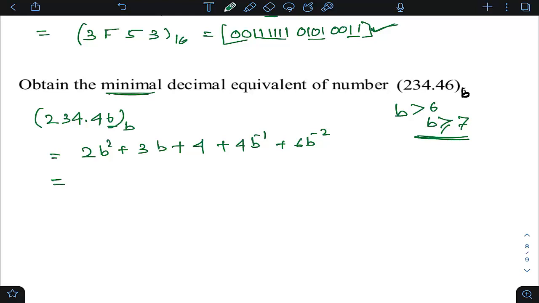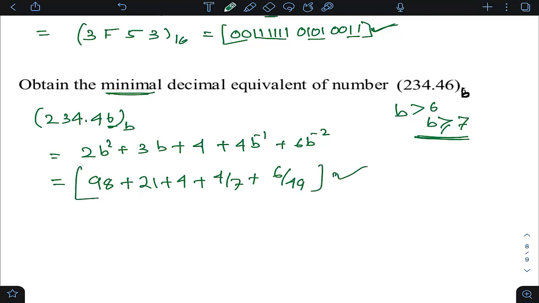So you can substitute 7 here. So 2 into 7 square, 2 into 49 is 98. 3 into b, 3 into 7 is 21, plus 4 by b, which is 4 by 7, plus 6 by 49. Take a calculator and simplify this, students. That will be your answer. I don't have a calculator with me. You can simplify this; that will be your answer. I hope this logic is clear, right?